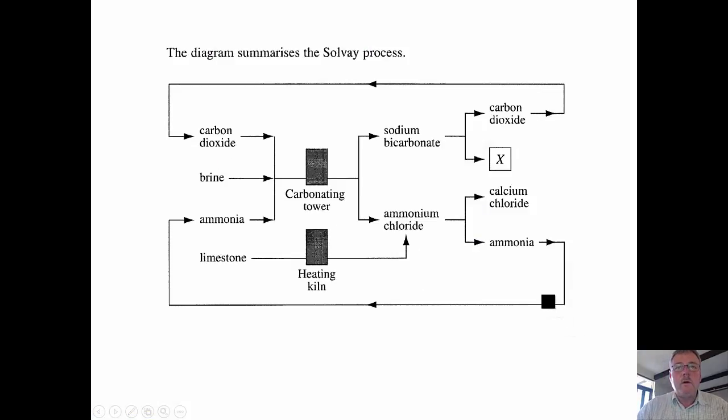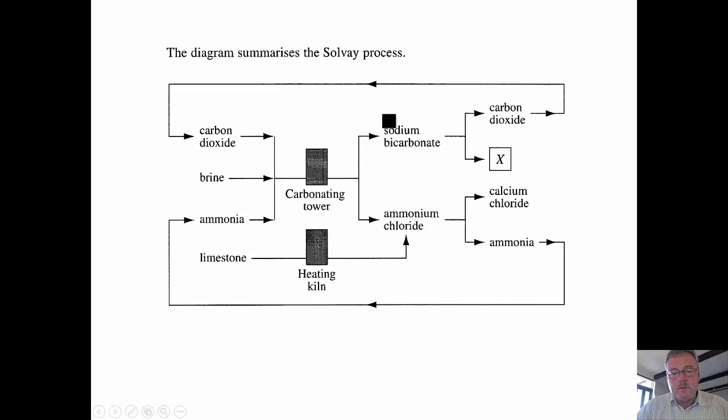Here's one diagram that was in a past HSC where people had to identify X as part of this solution. We have our carbon dioxide, our brine, our ammonia going into the tower. These two are combined earlier to form a brine ammonia mixture. Then carbon dioxide is bubbled through. You get the two formations, sodium bicarbonate, that's NaHCO3, and ammonium chloride.